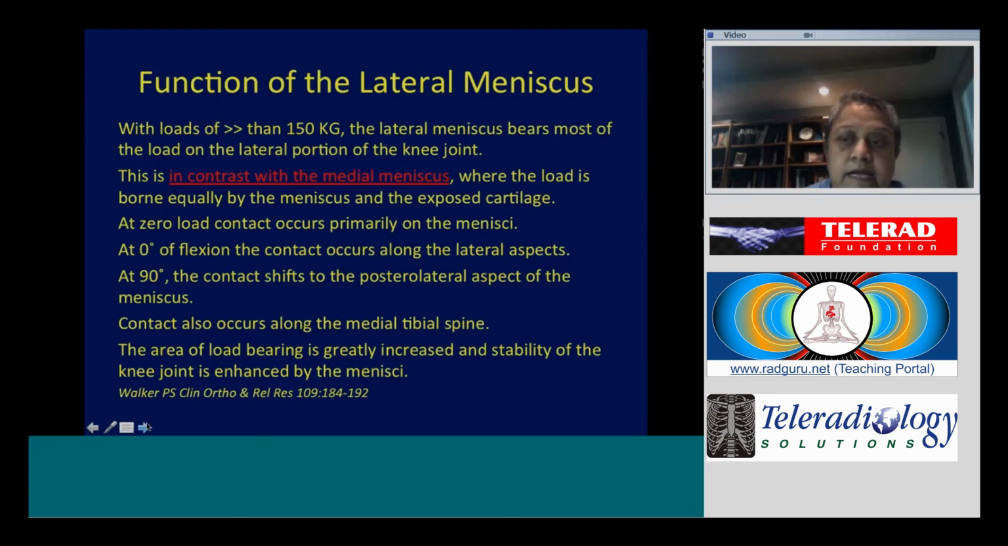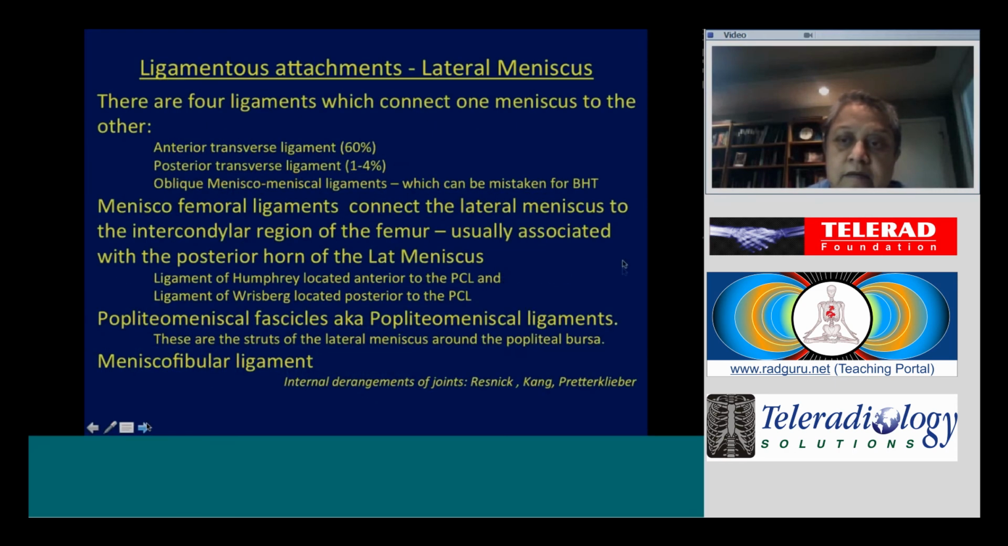Now, the ligamentous attachments of the menisci are important to remember. There are 4 ligaments which connect the meniscus to the other. As you will recall, there's the anterior transverse ligament, which is present in 60% of patients. And then posterior transverse ligament is much less common and present between 1 to 4%. The oblique menisco-meniscal ligaments should be paid attention to because they can be mistaken for a bucket handle tear, and we will see example of this.